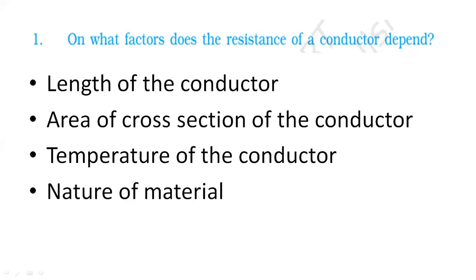Else it would have been cylindrical. So cross section means cut a particular thing to its base. That's why we got a circular area. So always write this point not just as area of conductor. You have to write area of cross section of conductor. The words cross section should be there in your answer. If you just write area of conductor, half a mark will be deducted for that mistake. So write it completely: area of cross section of conductor. It means cut a particular object to its base.